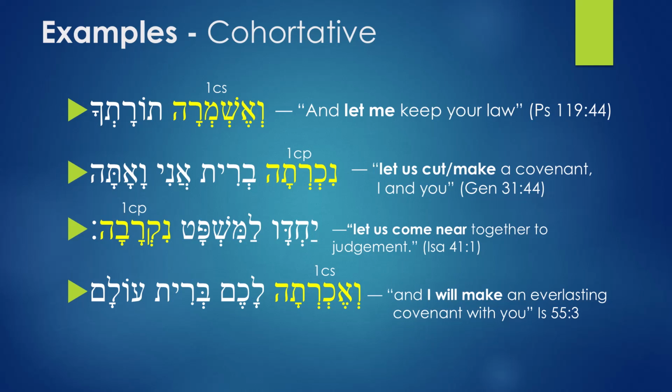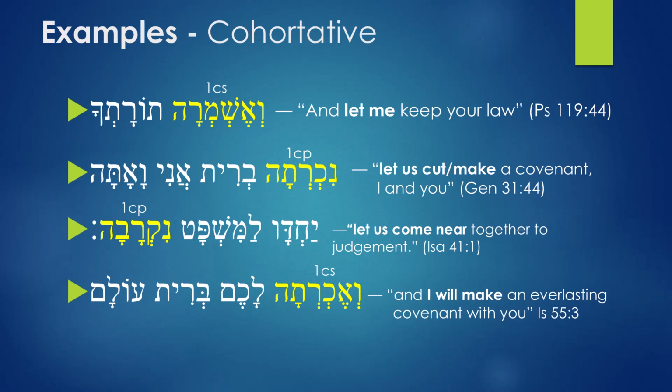Together you have Yachdao lamishpat, and these are words that we've looked at. Yachdao means together. In Lamishpat, you have the preposition le that has swallowed up a definite article, so it's pointed as la. Le means to, and then you have the definite article. So you have to the mishpat. Mishpat means judgment. So together you have, let us come near together to the judgment. That's how to translate this one.